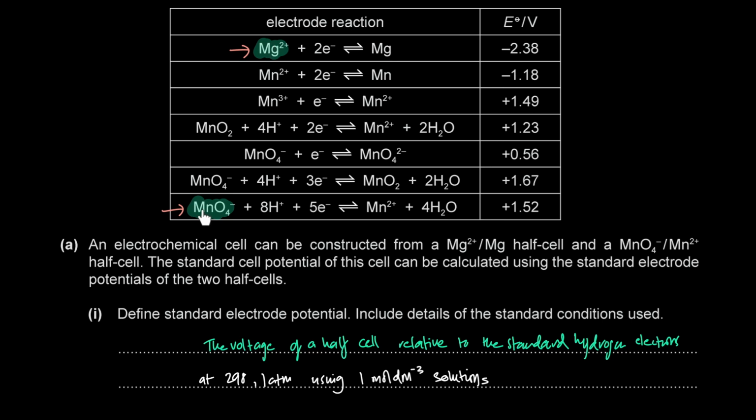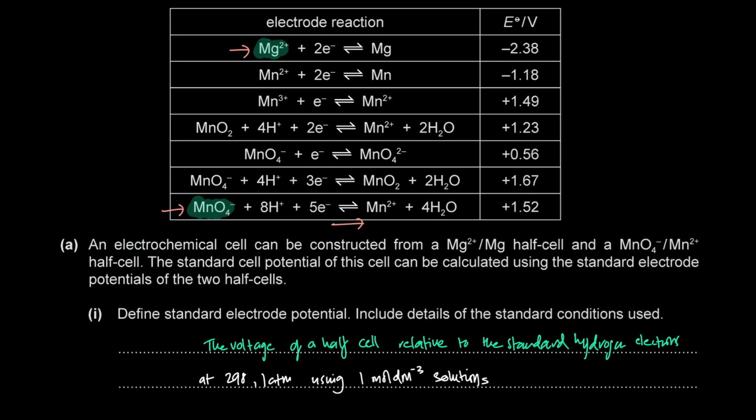Now, if you notice, the standard electrode potential for the reduction of manganate 7 to Mn2+ is +1.52, whereas the standard reduction potential for the reduction of Mg2+ is -2.38. So we can say that the reduction of manganate 7 is more favorable. That means that in this particular cell, this will be the oxidizing agent.